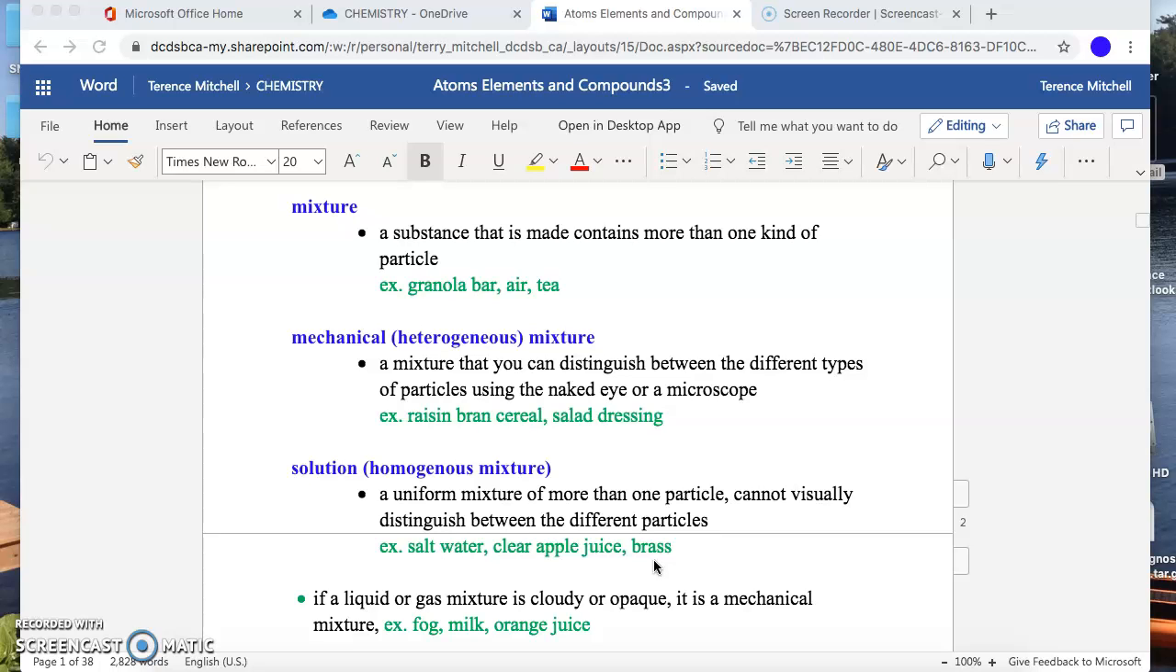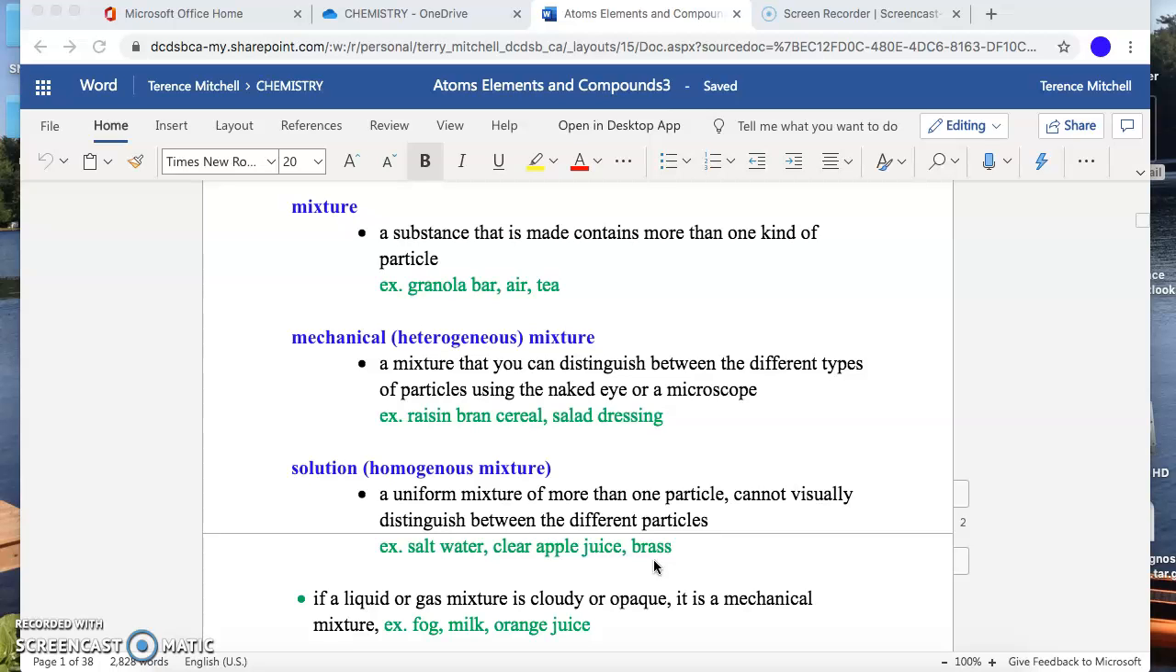Now, if a liquid is cloudy or opaque, opaque meaning we can't see through it, it will be a mechanical mixture. So milk, even though it looks like just one thing, this white substance, it is a mechanical mixture. And of course, milk has water in it, it has fat in it, it has calcium in it, it has different vitamins in it.